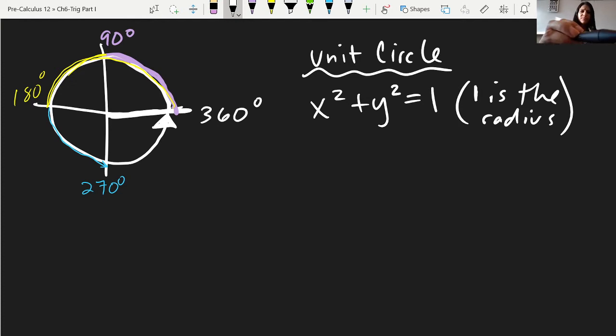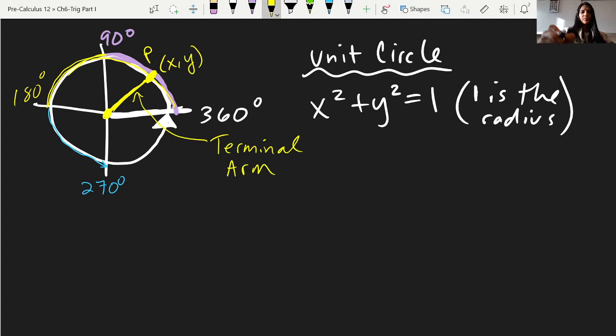Okay, so if I were to draw, and maybe I'll draw it on here in yellow to show you, if I go from the origin, my point here where it's 0, 0, to some other point here, I'm going to just call that point X, Y, and maybe I'll call it point P. This yellow arm that I just drew, just a reminder from last year, this would be called our terminal arm. Like I just randomly drew it, but it looks like it's kind of halfway in between 0 and 90 degrees. So I could say this is at roughly 40 degrees or so, 45 or 40, doesn't matter. So let's say that terminal arm is 40 degrees.